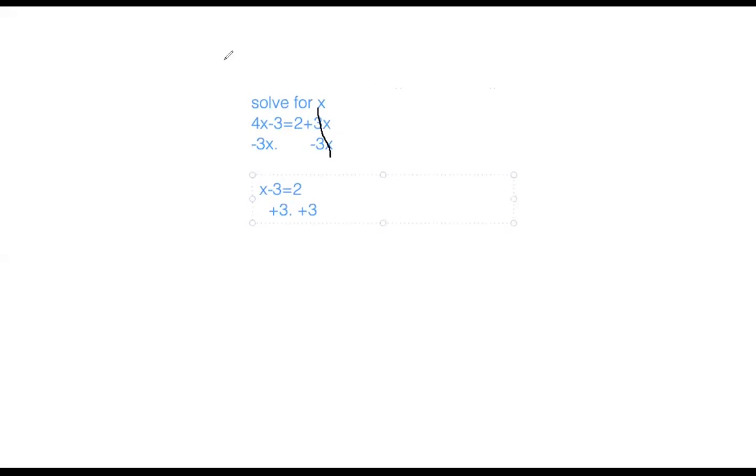So when we add negative 3 plus 3, it cancels out. Then we're left with x on the left side. So x equals 2 plus 3, and that's 5. And that's that.